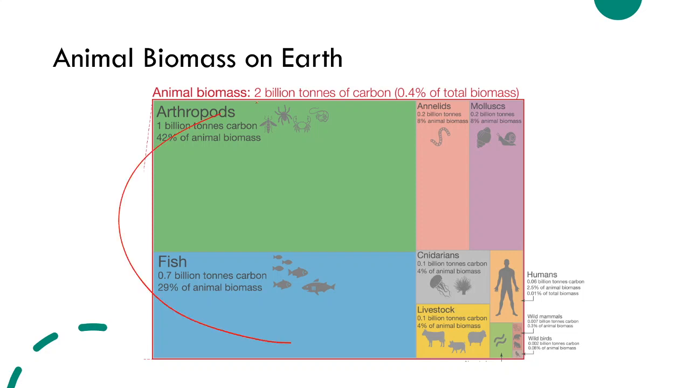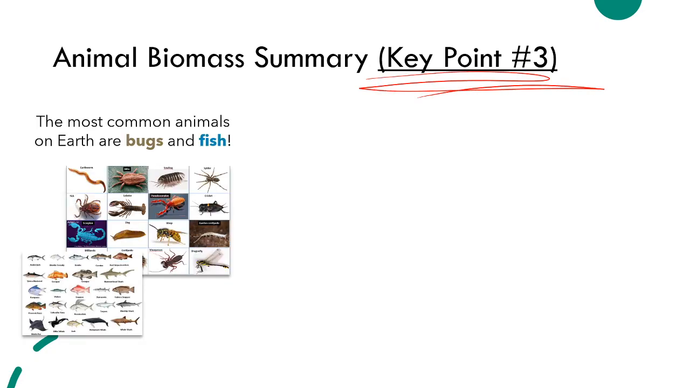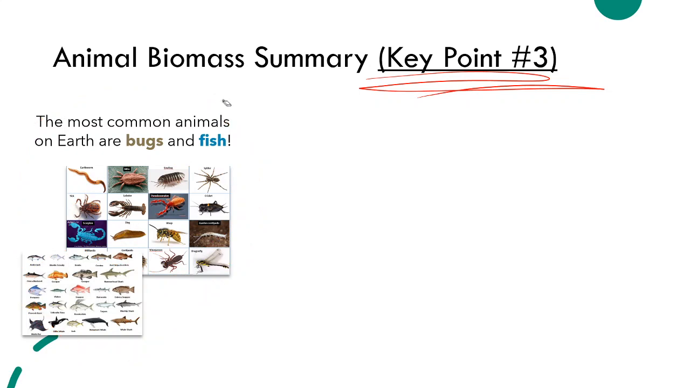To take this big, complicated graph and break it down a little more simply and summarize it, here's going to be our third key point for the day. I want you writing this down. The most common animals on Earth are bugs and fish. And that's maybe not very exciting, because most people aren't super fond of bugs, and they don't like fish that much better. But hey, that's the truth. The most common animals on Earth are bugs, aka arthropods, and fish. For a few of you guys who do like bugs, well, hey, that's some good news for you.